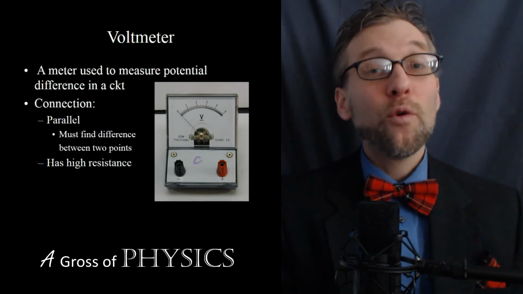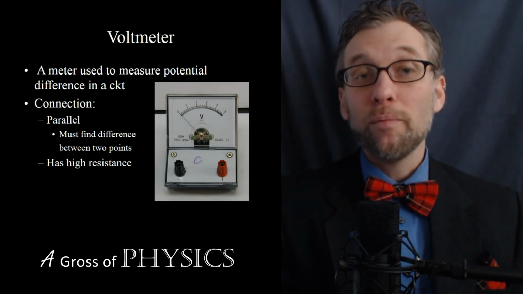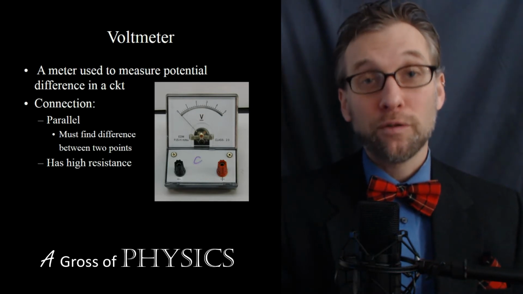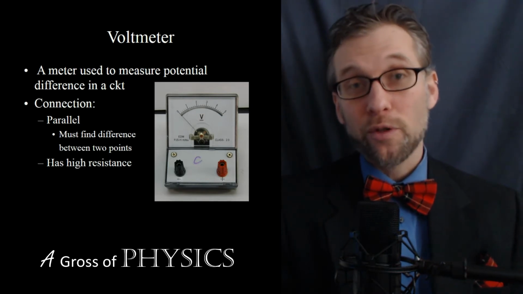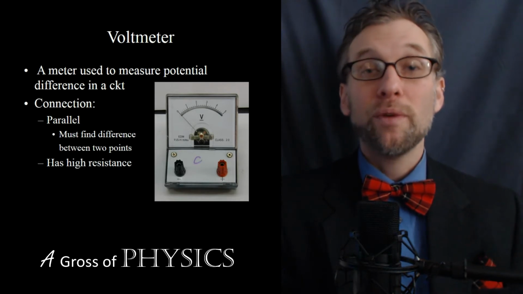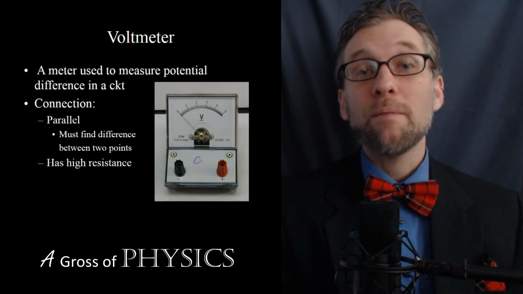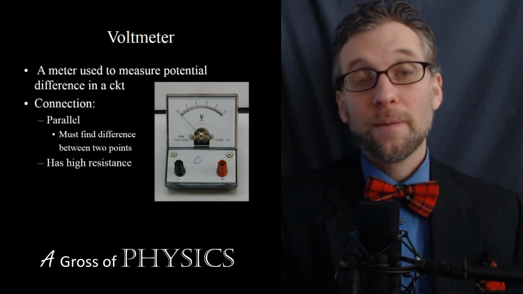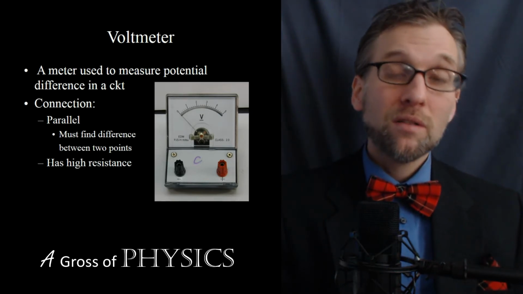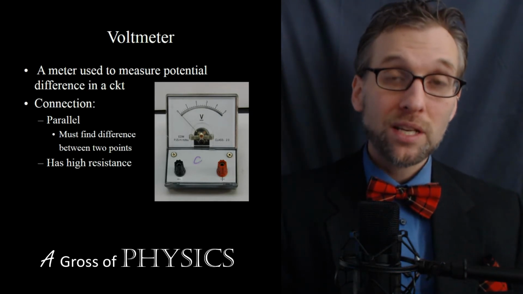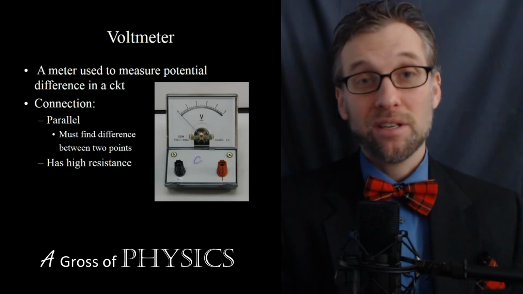Now, in order to avoid having electricity flowing through the voltmeter, we have a very high resistance value for the voltmeter to force the electrons to flow through the path of least resistance, which will be the circuit itself. So that means we connect voltmeters in parallel to the circuit. Now, ammeters are in series, voltmeters are in parallel. The ammeter has low resistance, voltmeter has high resistance.